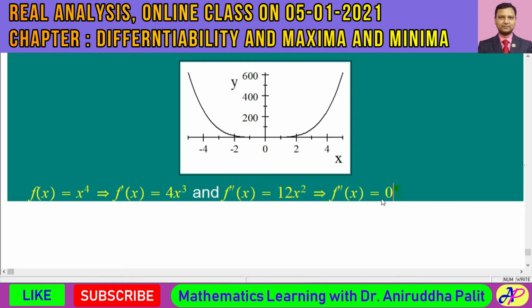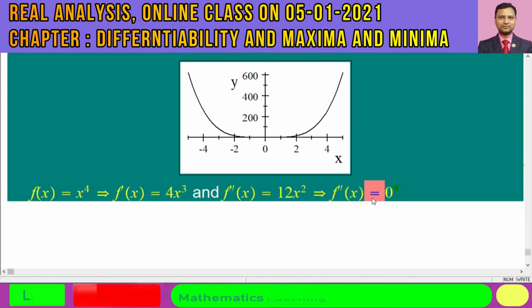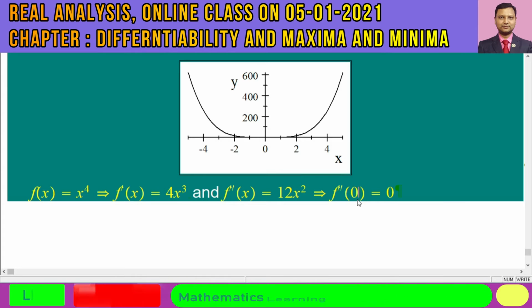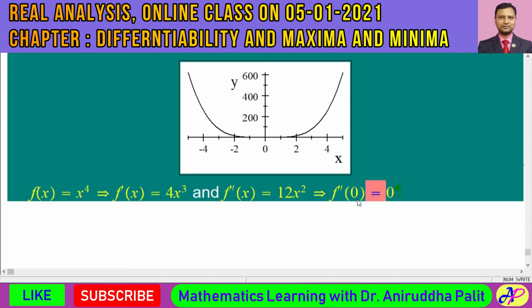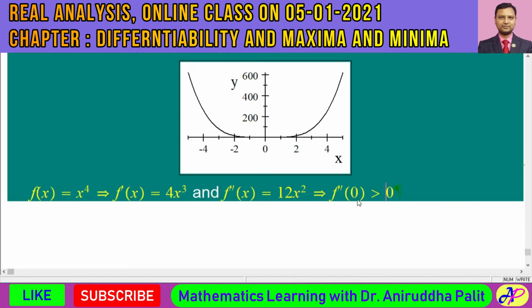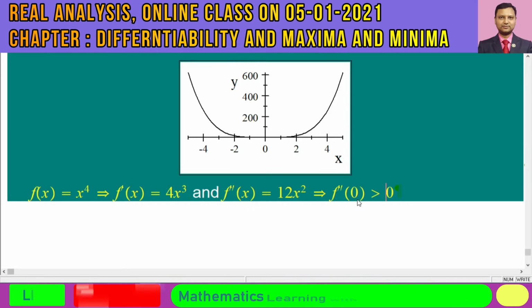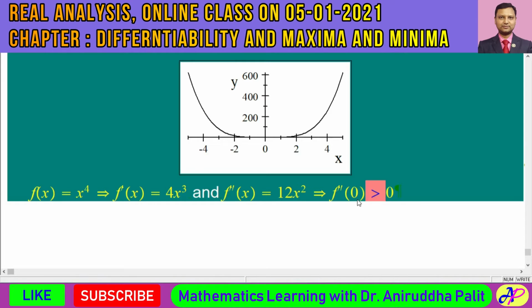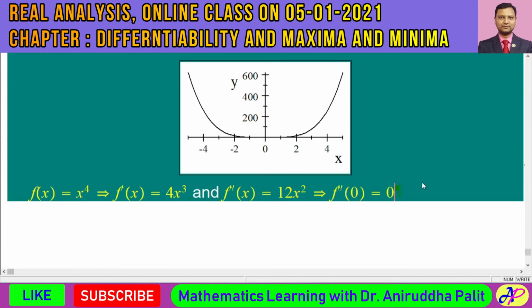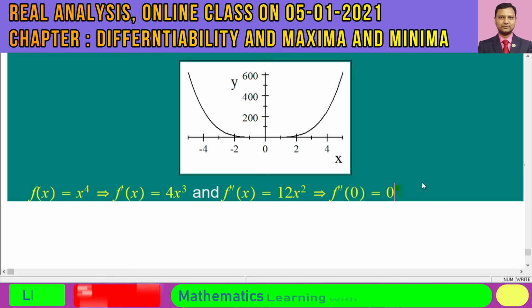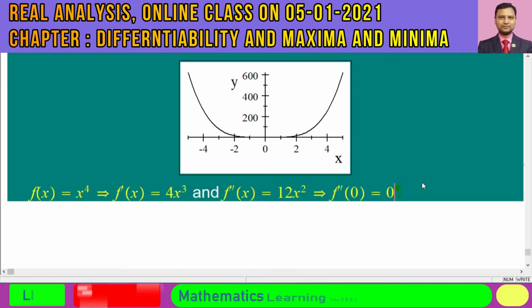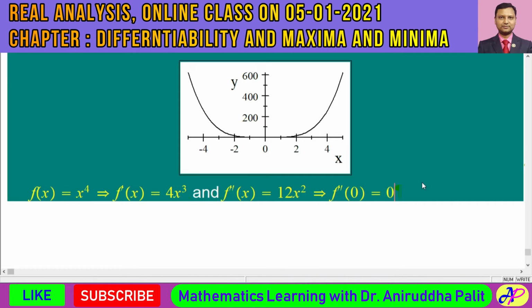We expected that if the function has a minimum value at a certain point, here at x equal to 0, then f double dash at that point would be greater than 0. But over here we are getting equal to 0. So in such cases, what to do? Whether the function has any extremum, maximum or minimum value at all, we need to confirm that.